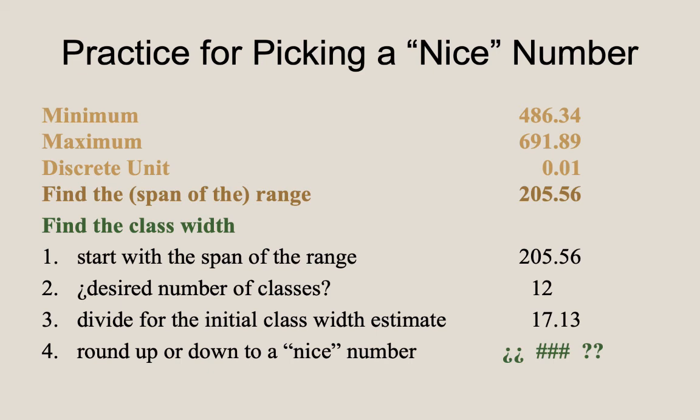So my recommendation would be, the top choice I would pick for this would be a class width of 20. And the next options I would pick after that would be 15, which is a little harder to count by, or 10, which would give a few more classes.